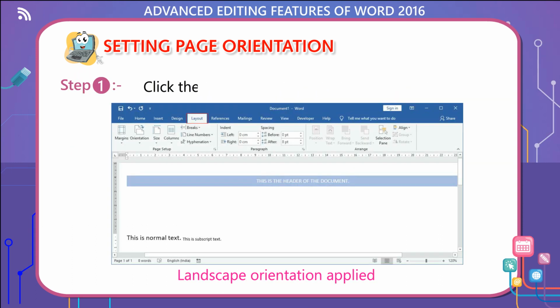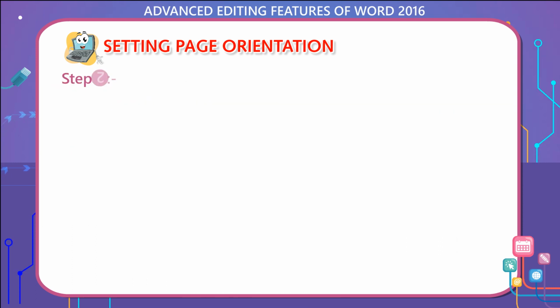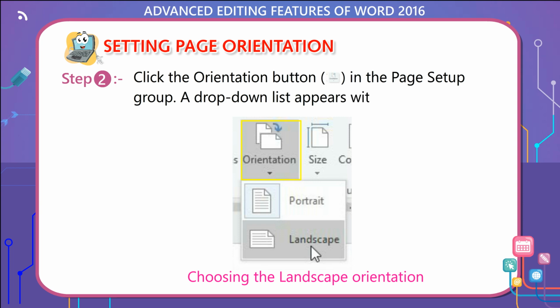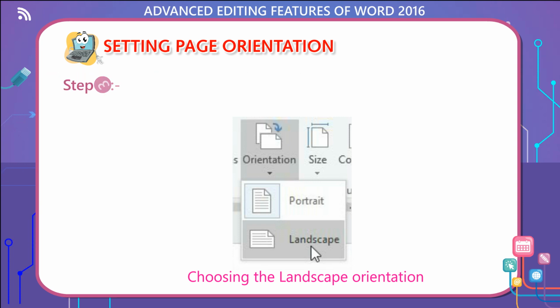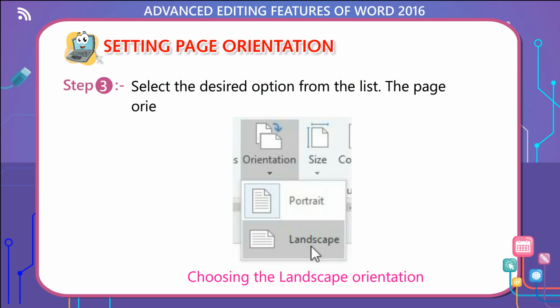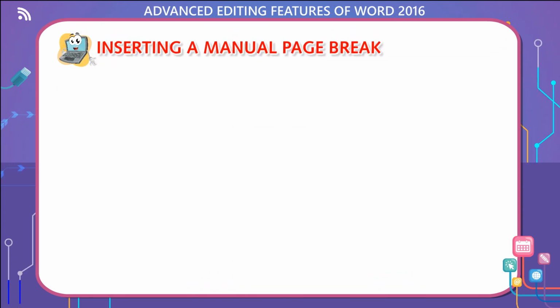Step 1. Click the Layout tab. Step 2. Click the Orientation button in the Page Setup group. A drop-down list appears with 2 options. Step 3. Select the desired option from the list. The page orientation will be changed. Inserting a manual page break.